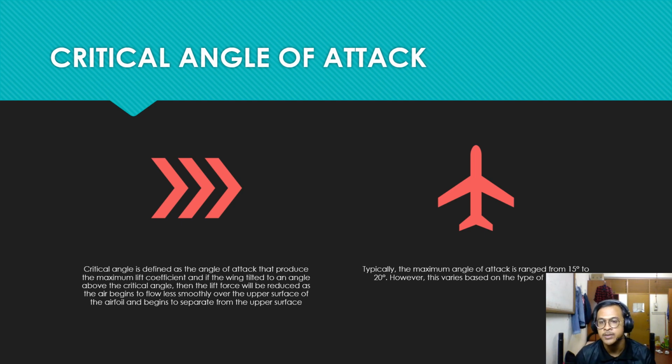So based on the result we obtained just now, we can observe that the critical angle is somewhere around 15 degree, due to the fact that most of the maximum lift force occurs somewhere around 15 degree for the three graphs that we made just now. We can also observe that after 15 degree, the lift force starts reducing because it already exceeds the critical angle and becomes stalled, I mean the wing is at the stall phase, which will be explained later. Typically the maximum angle of attack ranges from 15 degree to 20 degree. However, this varies based on the type of wing. So for our wing, the critical angle is at 15 degree.